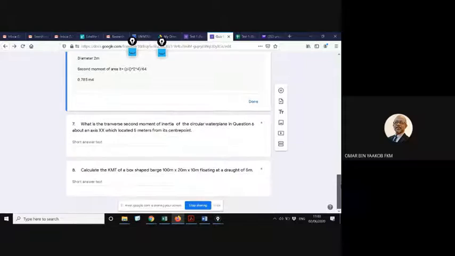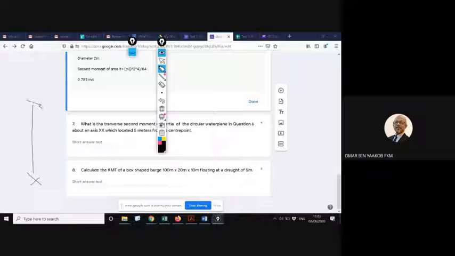No problem. What is the transverse second moment of inertia in question 6 about an axis XX located 5 meters from the center point? So we are talking about the parallel axis theorem. So we have this axis XX, and this is the circular water plane area. The distance here is 5 meters. So first you find the I about this axis, the second moment of area, and then you add to it this area times 5 squared.